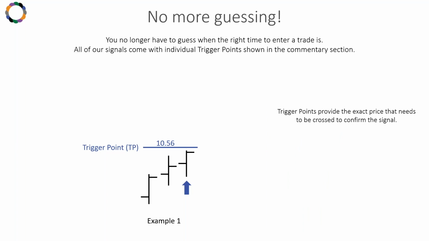Our algorithms take in historical pricing information based on past movements and create custom figures for you that we call trigger points. Here, I'll show you an example using the blue signal. As you can see here, the trigger point is 1056. So if price crosses the trigger point, we can expect a short-term trend because remember, that's what the blue signal represents. The next day, price crosses 1056, so the signal is confirmed.